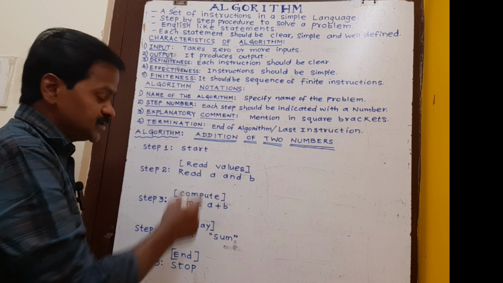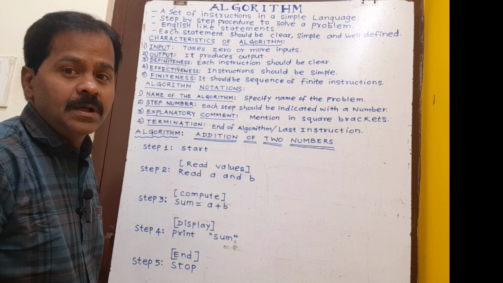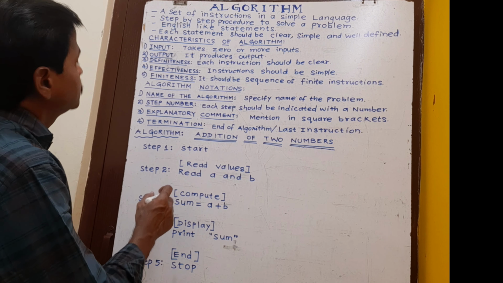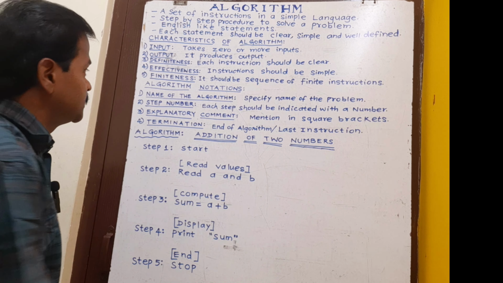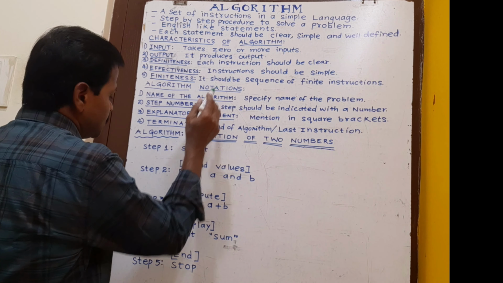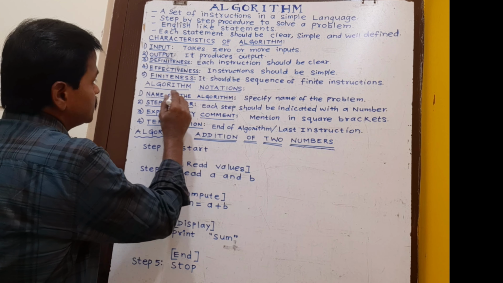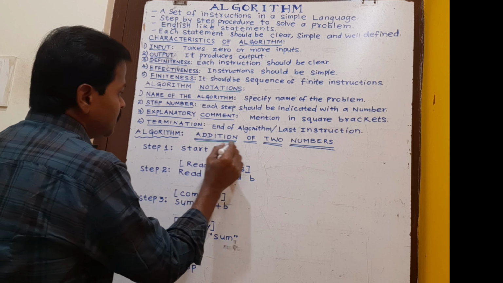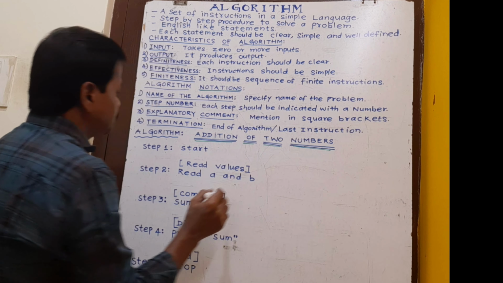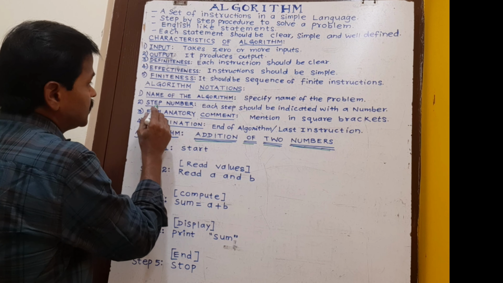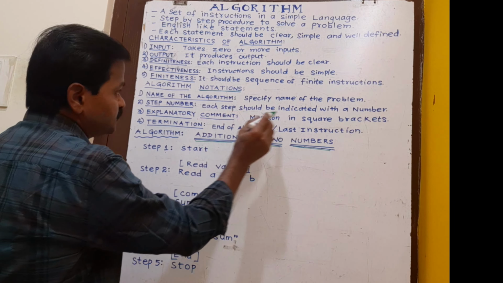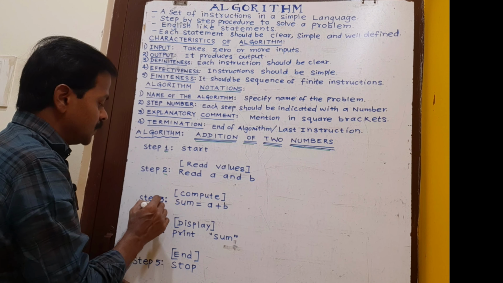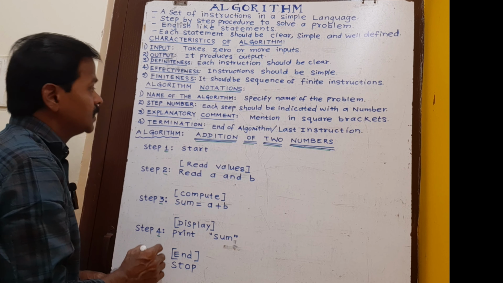An algorithm is a sequence of instructions in a simple language. Next, it will be in the form of English-like statements. Next, algorithm notations. You see here, these are the algorithm notations. First is the name of the algorithm. Here, this is the name of the algorithm: addition of two numbers. Next, the second notation is the step number. Each step should be indicated with a number. You see here, each step is indicated with a number: step 1, step 2, step 3, step 4, step 5.